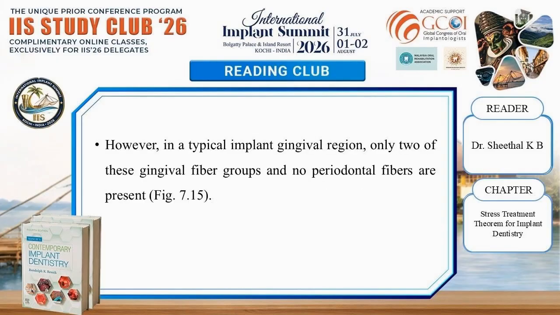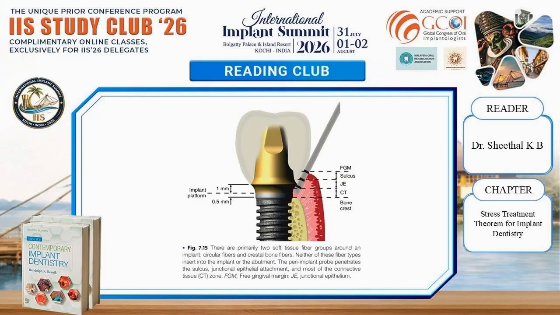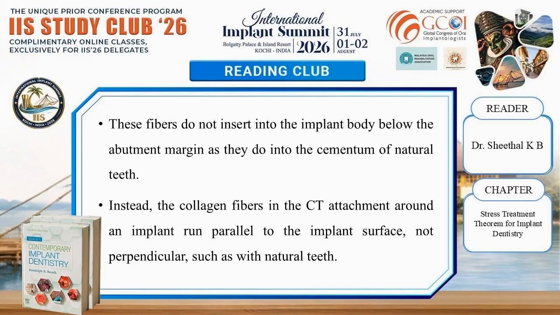However, in a typical implant gingival region, only 2 of these gingival fiber groups and no periodontal fibers are present, as shown in figure 7.15. These fibers do not insert into the implant body below the abutment margin as they do into the cementum of natural teeth. Instead, the collagen fibers in the connective tissue attachment around an implant run parallel to the implant surface, not perpendicular such as with natural teeth.